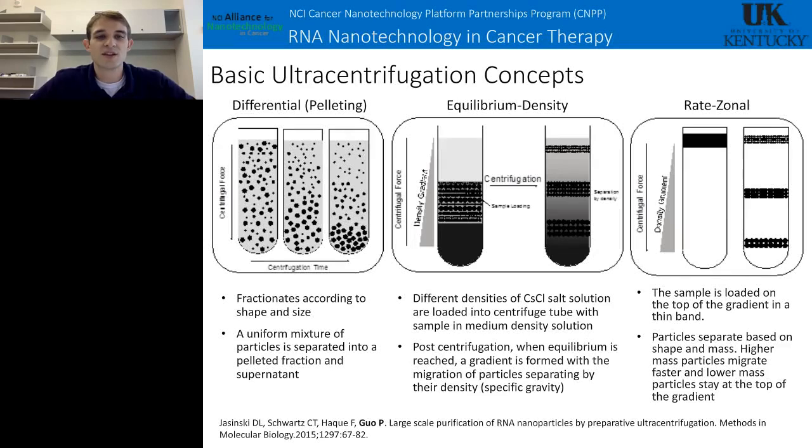So this is just a slide showing some basic ultracentrifugation concepts. There are 3 main types of preparative ultracentrifugation used. There's differential, which is pelleting. This is very similar to doing an ethanol precipitation and then just spinning down your RNA or DNA sample to the bottom. The way that works is it fractionates according to shape and size. It's used a lot for the separation and enrichment of organelles, cells, or proteins from a whole cell sample. Like after you lyse a cell, you would spin down cells, and it's used a lot for that kind of thing.